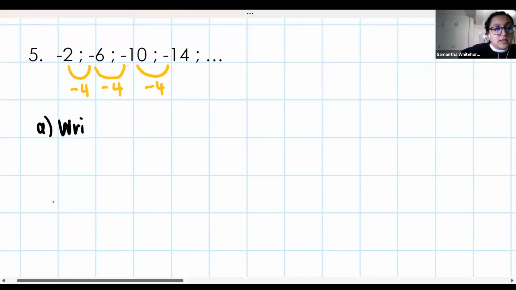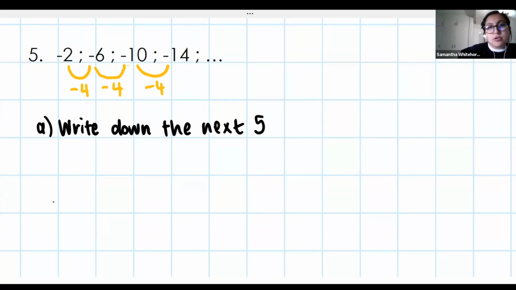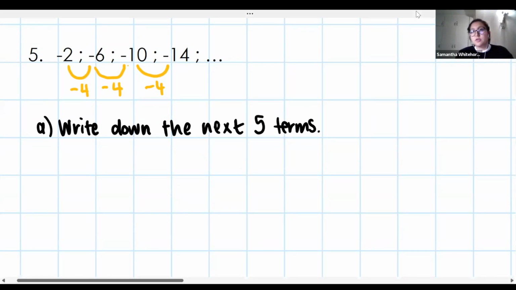I want you to write down the next 5 terms. So on the chat there, tell me what the next 5 terms to this pattern are. So if you carry on this pattern, what will be the next 5 numbers? Double check your signs.